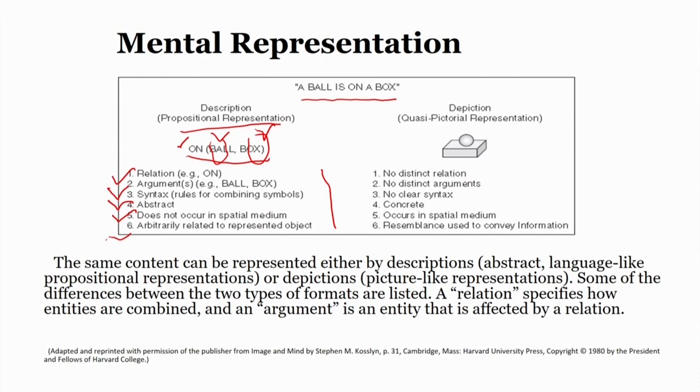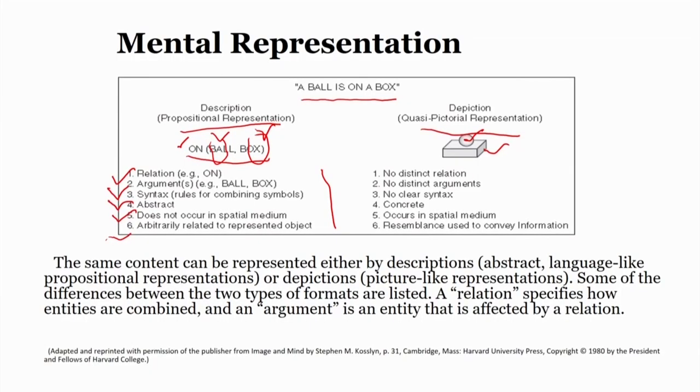When I use a quasi pictorial representation for explaining the same idea, the ball is on the box, I can draw a ball which is spherical in shape and a box. Now, here I have to be very specific. I cannot draw a triangular ball, neither can I draw a hexagonal box. Obviously, it is allowed, but most boxes have a rectangular or squarish surface, so I have to be very strict in that. Also, the preposition on suggests that the spherical shape has to be on top of the shape of the box. And so, in this case, there is no distinct relation, no distinct arguments, no clear syntax, no concrete ideas, but this can be expressed in a spatial medium.